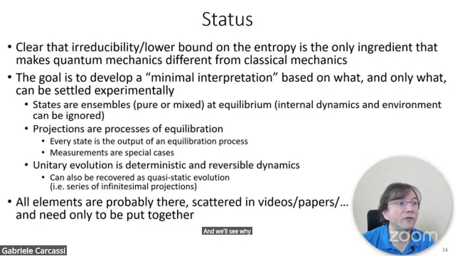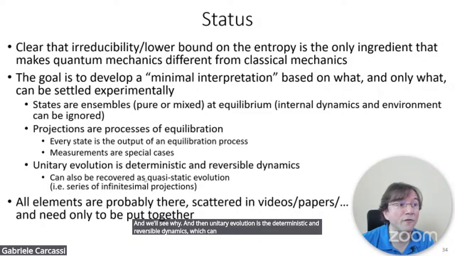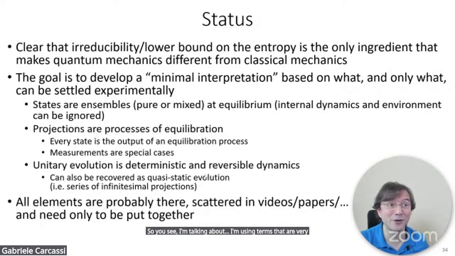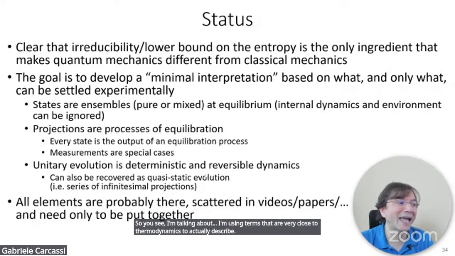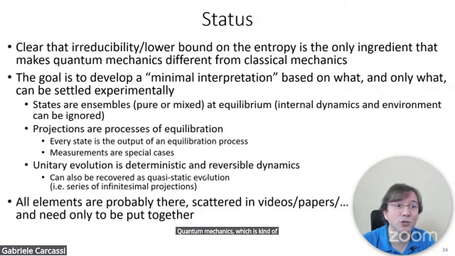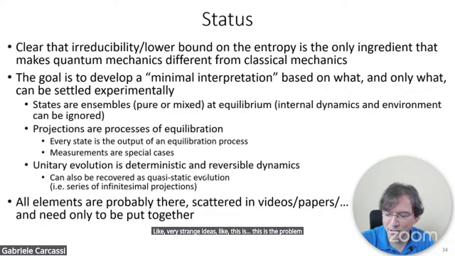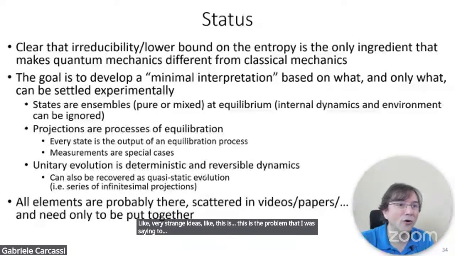And that unitary evolution is the deterministic and reversible dynamics, which can also be recovered as a quasi-static evolution. So you see, I'm using terms that are very close to thermodynamics to actually describe quantum mechanics, which is kind of the point. We should be recovering quantum mechanics and not from very strange ideas. This is the problem that I was saying two days ago. This is similar in spirit to what many people do with reconstruction of quantum mechanics.